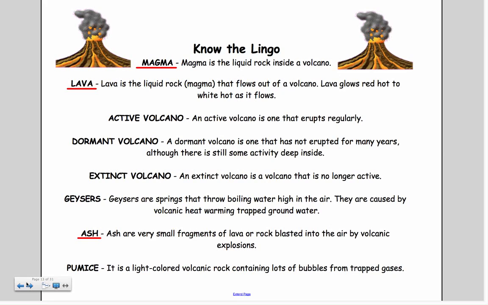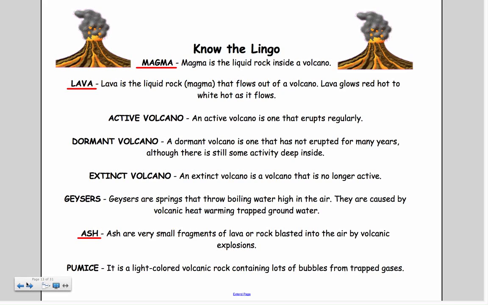So knowing the lingo, the verbiage: magma is inside the volcano or inside the earth. Lava is when it comes outside. An active volcano means that it erupts regularly. Dormant volcanoes means that it hasn't really done anything for a while. Extinct means that it is either no longer active or it hasn't been active for most of recorded history.